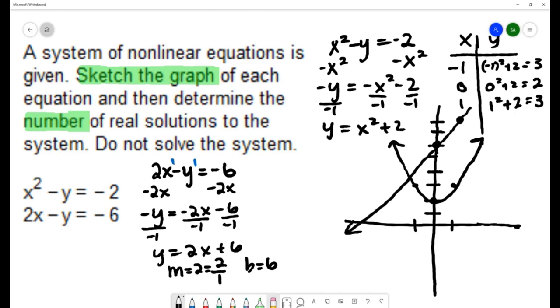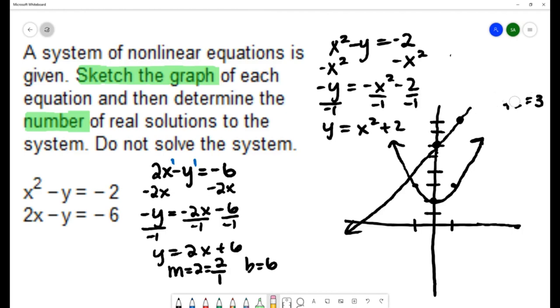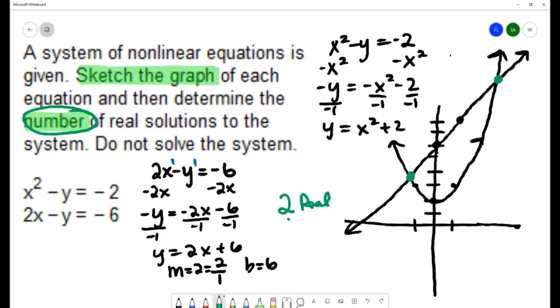I didn't really give myself a ton of room here, so I'm going to erase this table that I have. And if I erase this table, I can extend the lines that I stopped earlier. So I want to extend this parabola all the way and extend the line all the way. The reason why that's important here is because if we want to know the number of solutions, we have to know how many intersection points we have. We have 2 intersection points. And so that's 2 real solutions.